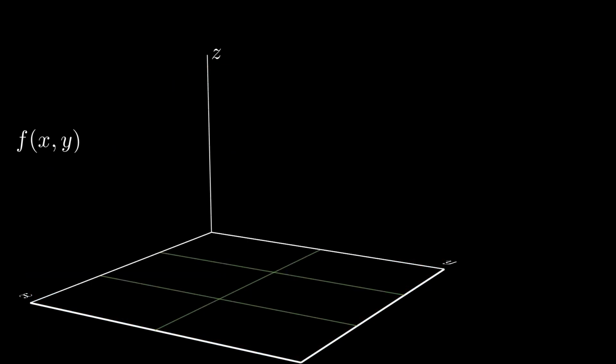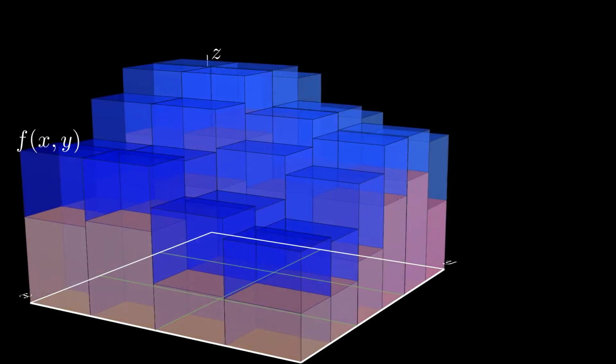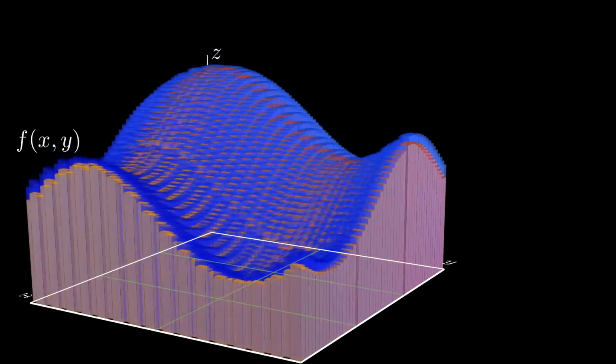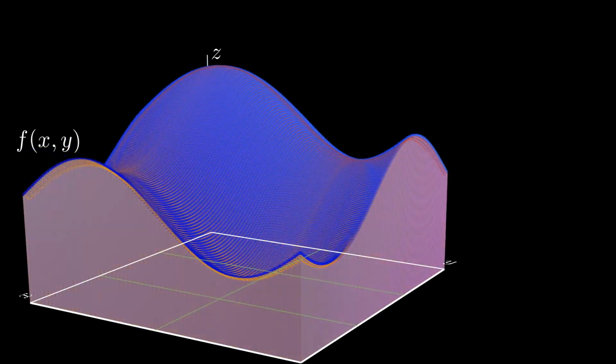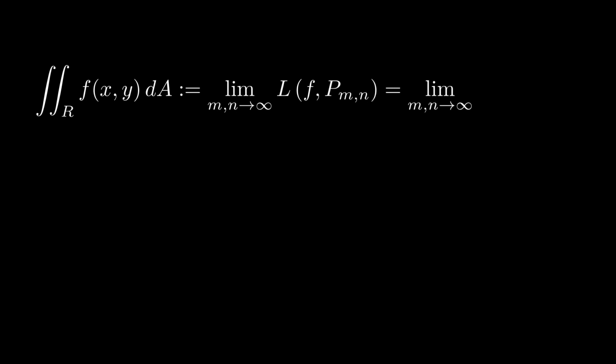So if the upper and lower sums converge to the same number, then that number must be precisely the volume between f and R. We write this as the double integral over R of f of x, y dA and say that f is Darboux and Riemann integrable.